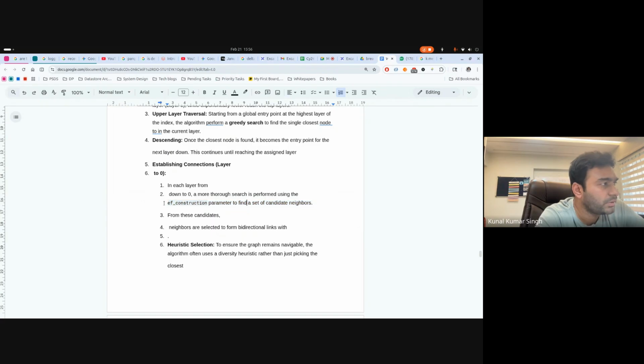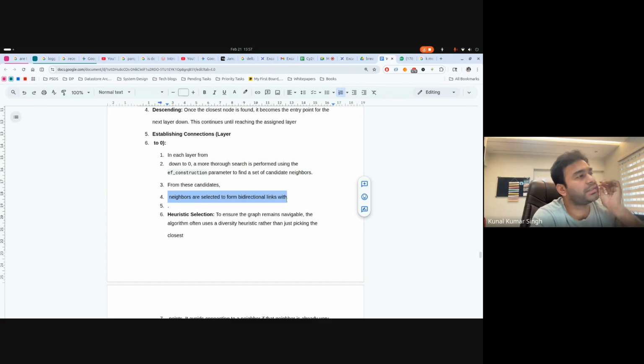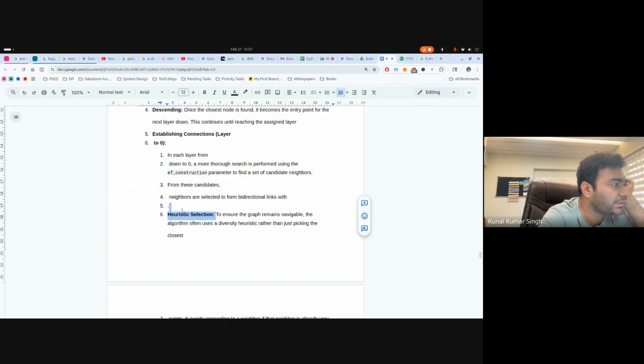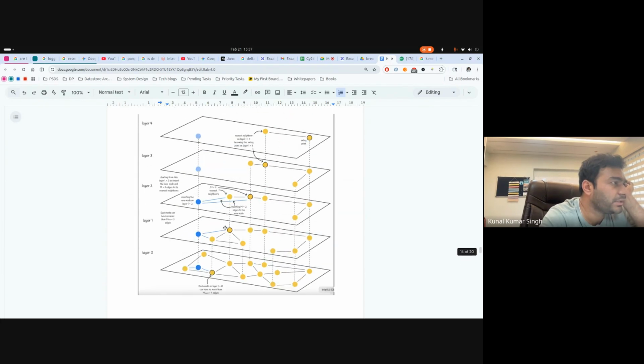Yeah, so it is doing the same search thing. It is trying to find the candidate neighbors using this parameter. This parameter we will look into, but it's trying to find who are the candidate neighbors जिससे मुझे connect करना है similarity, right? So from these candidates, neighbors are selected for bidirectional links with heuristic selection. So this is important. Heuristic selection is important, and why is this important?